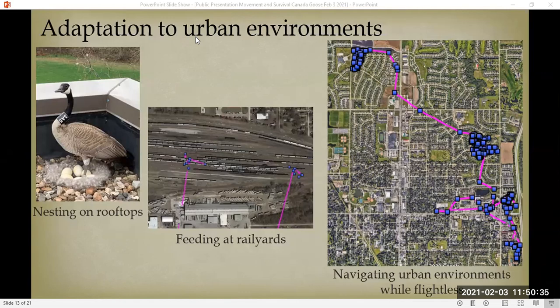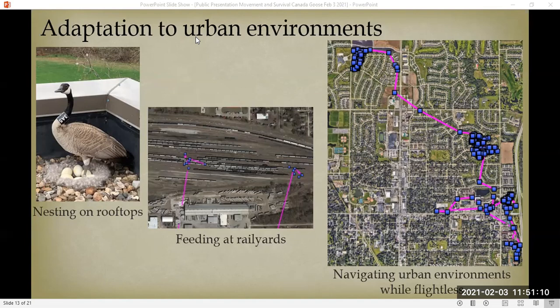We also observed some interesting adaptations, and some of the geese learned that they could find some novel food sources in these urban areas. The picture in the center there is some locations at a large rail yard in Des Moines. A couple of our birds flew to this rail yard repeatedly in the winter, and it appeared that they were making use of spilled agricultural grains for feeding. So that's one example of how they found an interesting way to feed in these urban areas.